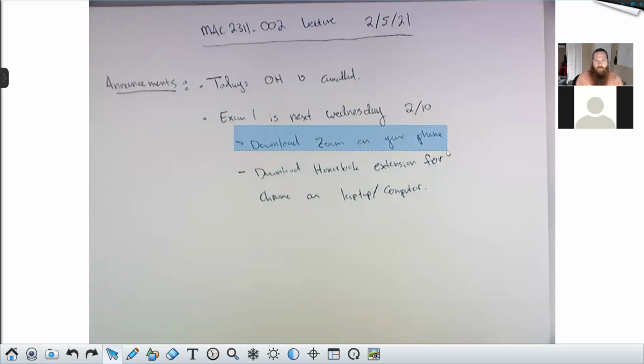Make sure Zoom is working on your phone. Make sure you're able to navigate to Canvas on your phone. The Canvas student app is not that bad. It is workable. I would recommend installing that. But if you don't like the Canvas app on your phone, I understand. Just make sure that you can get to Canvas on your phone's browser, that you know how to do that, because you're going to have to follow a link from a Canvas announcement to open the Zoom meeting on your phone next Wednesday for the test.